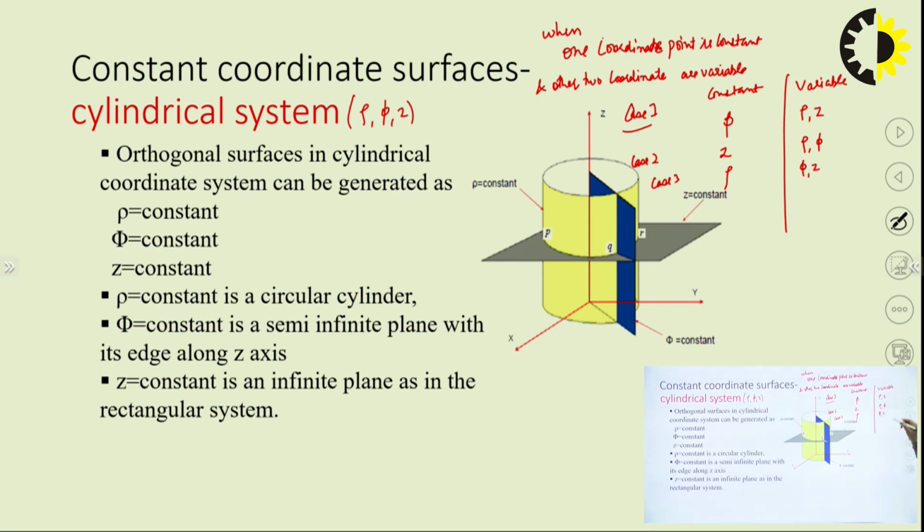For case 1, if phi is constant and rho and z are the variables, then this type of surface will be formed, like this one, this blue one.